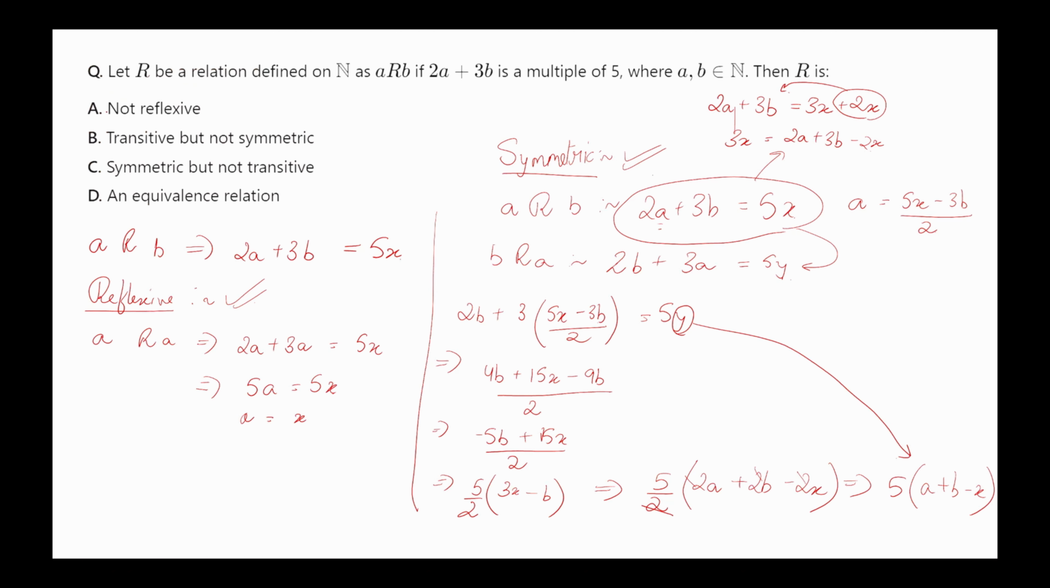For transitive, what I'm saying is that if a is related to b, that time we have 2a plus 3b is equal to 5x. And if b is related to c, that time we have 2b plus 3c is equal to 5, let's say y. Now for it to be transitive, we need to have a related to c in such a way that 2a plus 3c should be equal to 5, let's say z. This is what I need to prove.